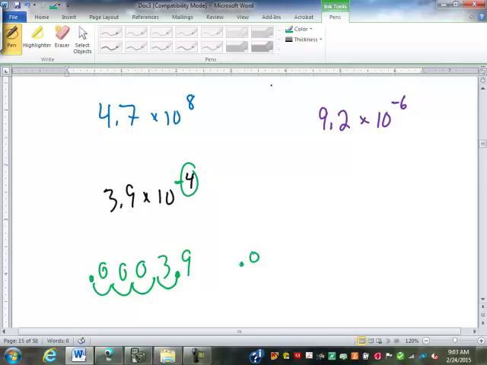So 0.00039. Now, a lot of people ask, do I have to put a 0 in front of the decimal point? The answer used to always be no, you don't really have to. Now there are a couple of fields out there that are requiring it, like the medical fields are getting really picky about it. So we'll put our zeros there.